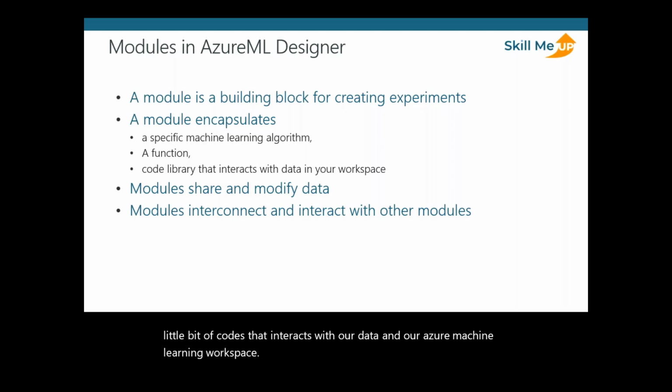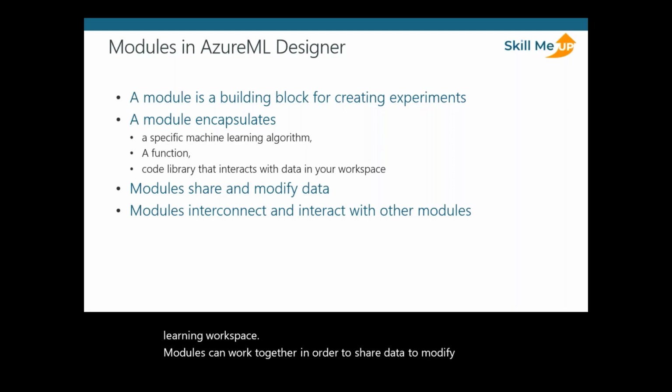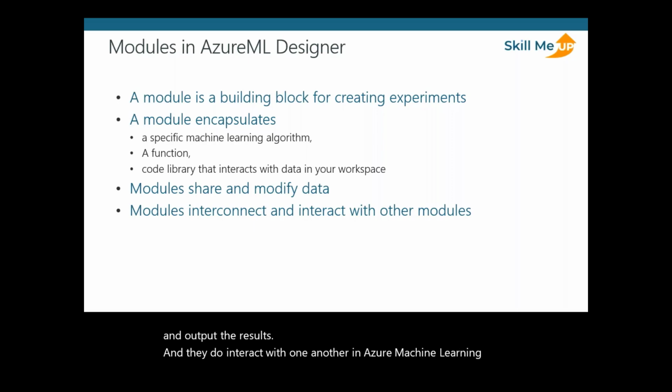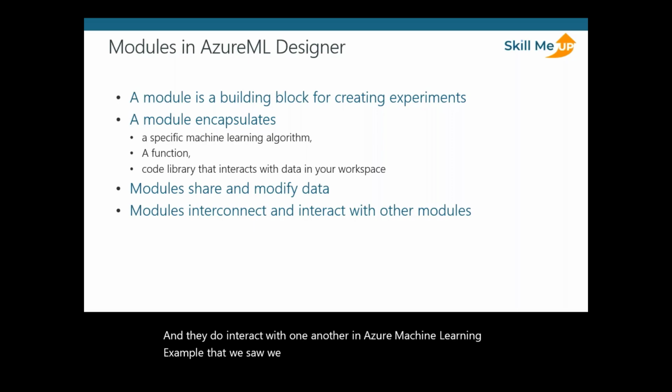Modules can work together in order to share data, to modify the data, and output the results. And they do interact with one another. In the Azure Machine Learning example that we saw, we could pass data from one module to another, and we could do that without having to write any code.